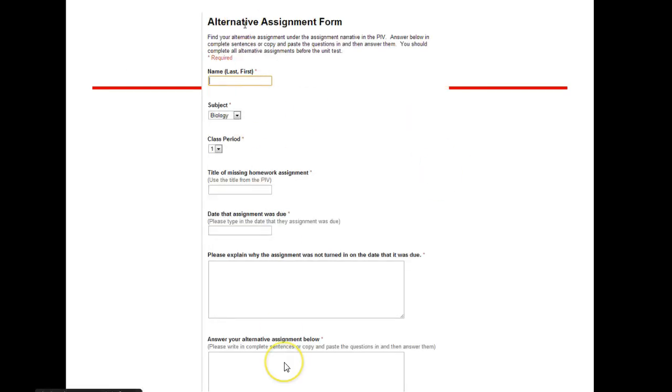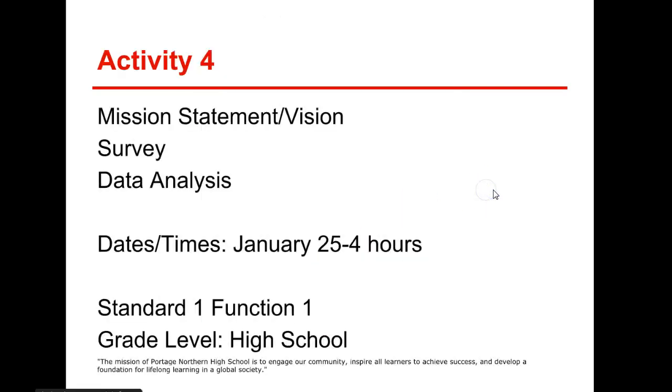Activity 3, using Google Forms to analyze student work. Using a Google form to take in student work and analyze it and put the material together and present that back to students in a quick way.